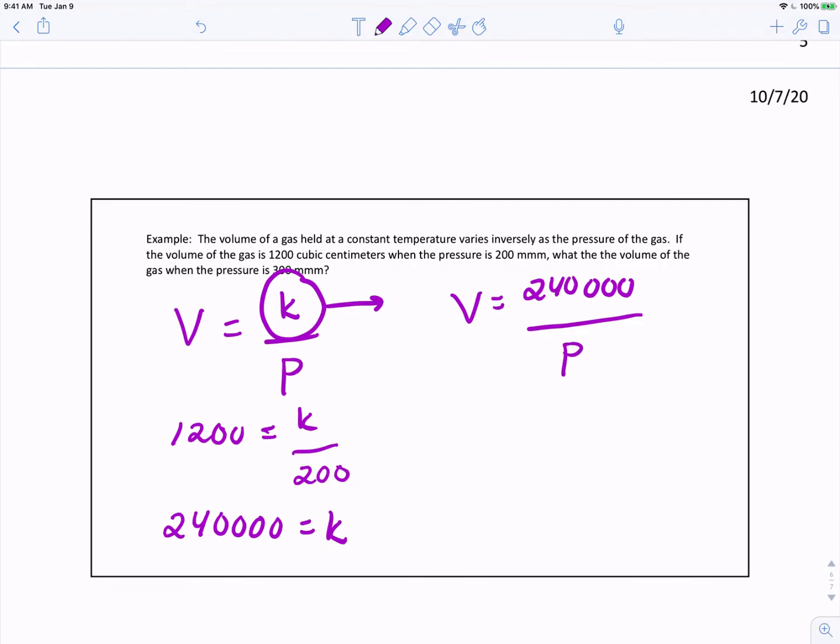Find the volume when the pressure is 300. So the volume is going to be 240,000 divided by 300, or in other words, I think 800.